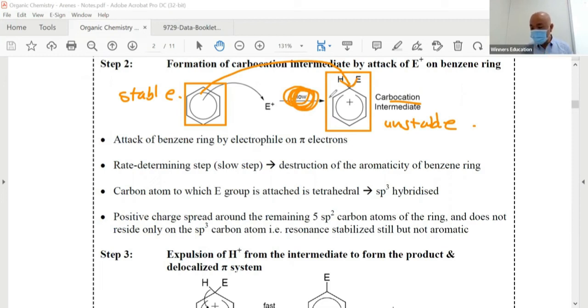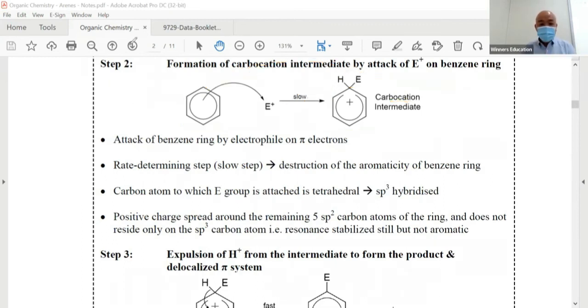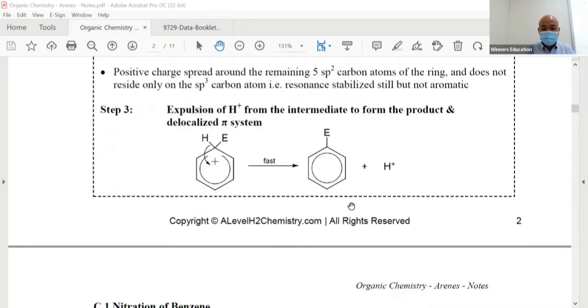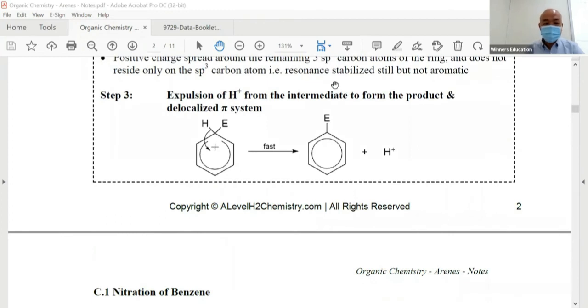Okay? So first step is a slow step. And the slow step, according to kinetics, is the rate determining step. So once you have this, the slow step, then we go to the third step. It's called the expulsion. So third step, expulsion of H plus from the intermediate to form the products and the delocalized pi system. So again, what happened here?